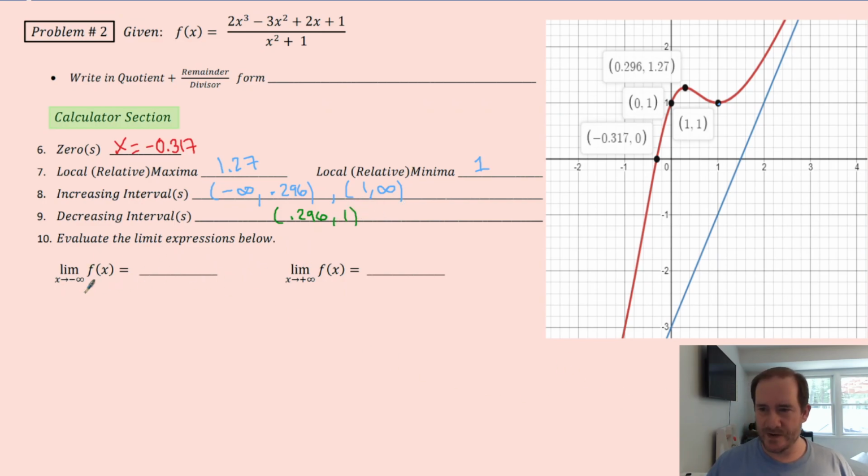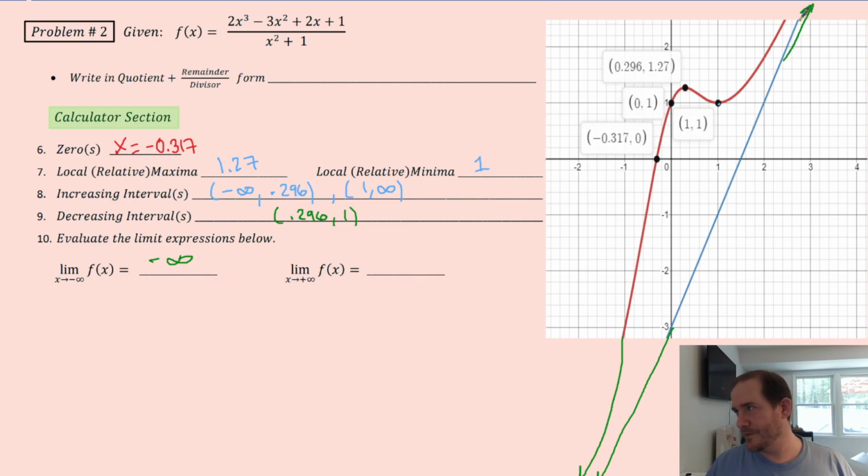And then we can answer these limits. As we go to negative infinity, we're just following that end behavior asymptote, which we can see is taking us down, down, down, down, down to negative infinity. And as we go to the right, we're following the end behavior asymptote the other way, which is taking us up, up, up, up, up to positive infinity.